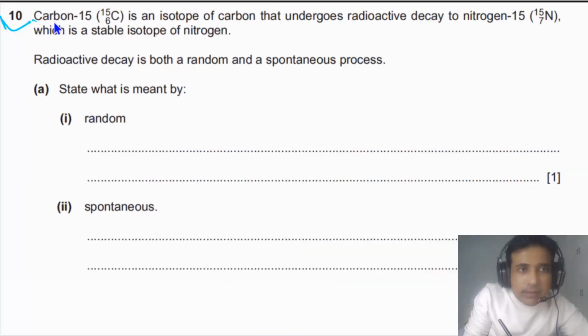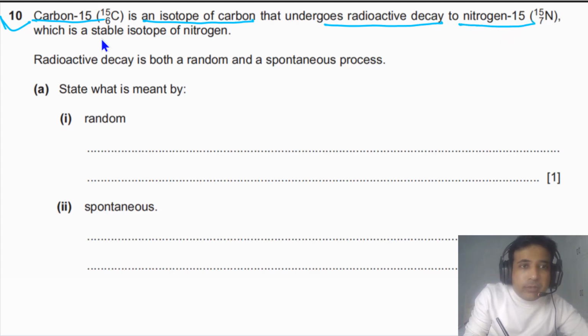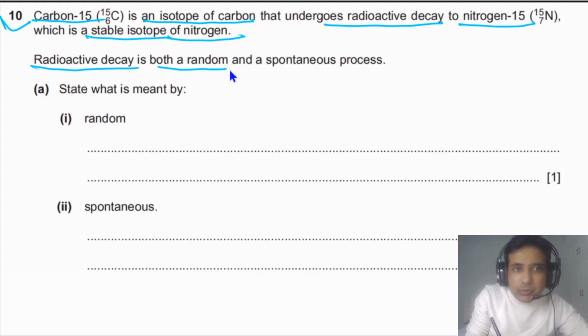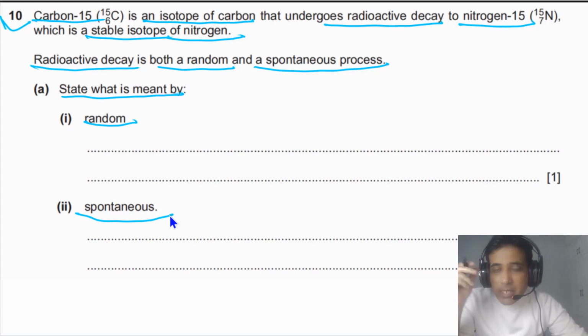Question 10 says carbon 15 is an isotope of carbon that undergoes radioactive decay to nitrogen 15, which is a stable isotope of nitrogen. Radioactive decay is both a random and a spontaneous process. State what is meant by random and what is meant by spontaneous. These 2 terms are very important for your exam, so you need to understand how to state these 2 terms in a proper way. First of all, let's try to understand what is random.